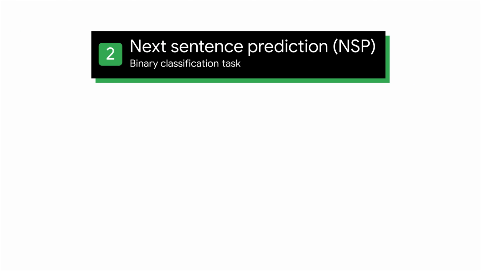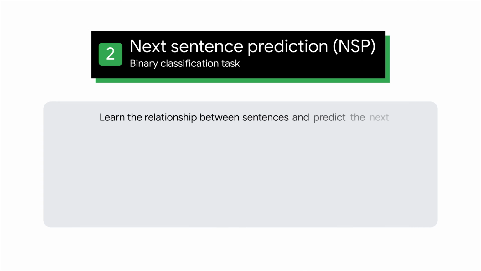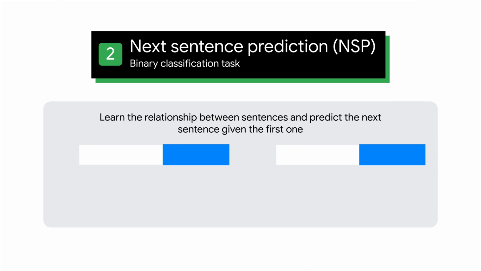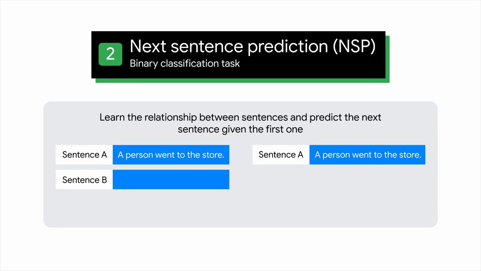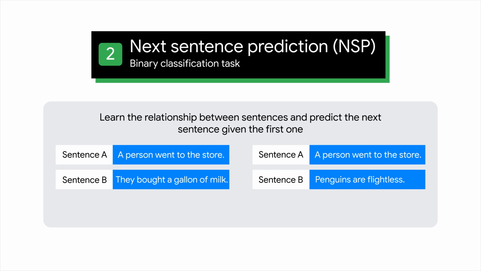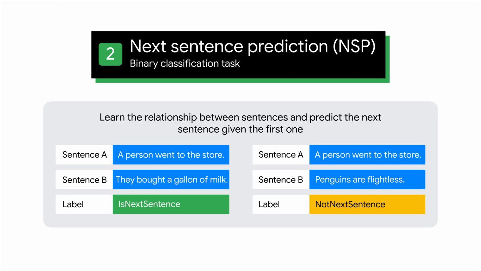The second task is to predict the next sentence. For example, the model is given two sets of sentences. BERT aims to learn the relationship between sentences and predict the next sentence given the first one. For example, sentence A could be, a person went to the store, and sentence B is, they bought a gallon of milk. BERT is responsible for classifying if sentence B is the next sentence after sentence A. This is a binary classification task. This helps BERT perform at a sentence level.